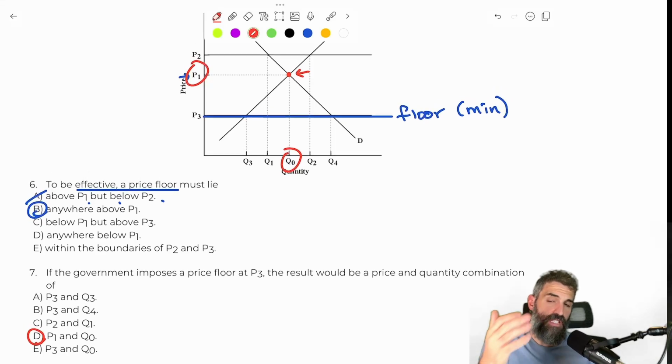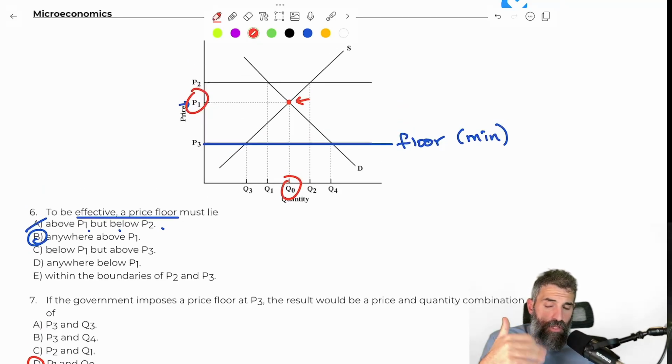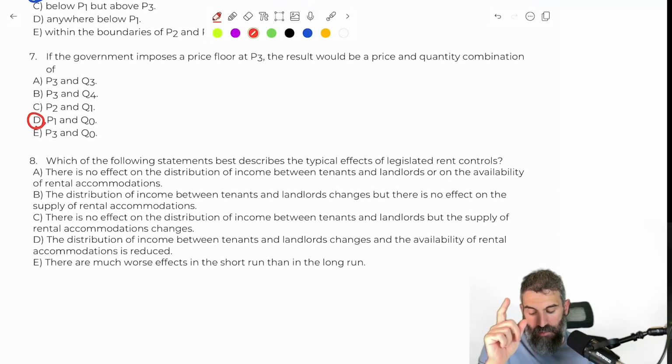And the same is true for a ceiling. For a ceiling to be effective, it has to be below. If I were to put a ceiling above, it would have no effect. Okay, remember that.